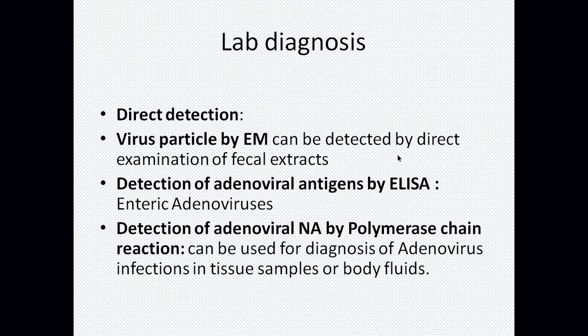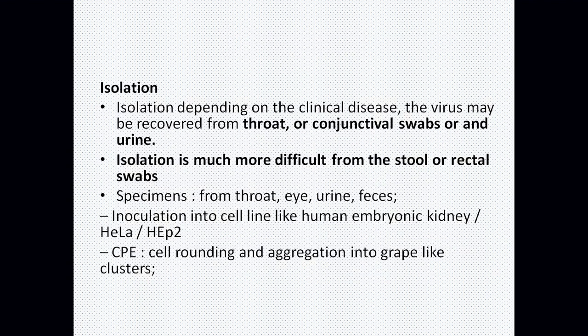electron microscopic picture. Then demonstration of adenoviral antigens is also direct detection, by ELISA. We can do this for the enteric adenoviruses, so stool samples can be taken for detection of the antigen by the ELISA method. And also we know of nucleic acid detection by polymerase chain reaction, which is very helpful for direct identification of adenoviruses in a tissue sample or body fluid.